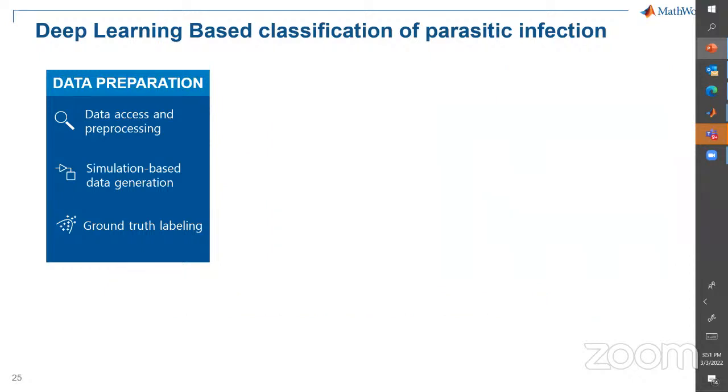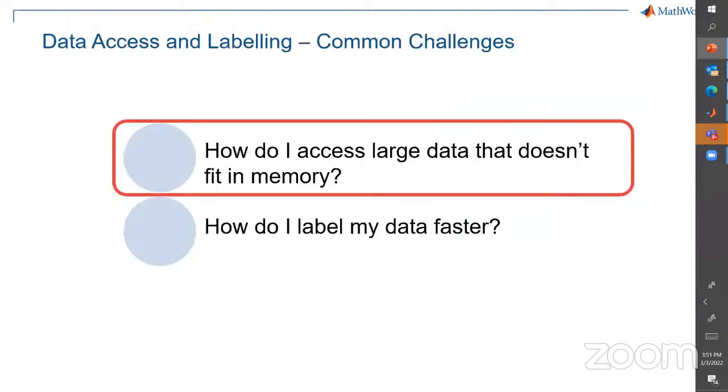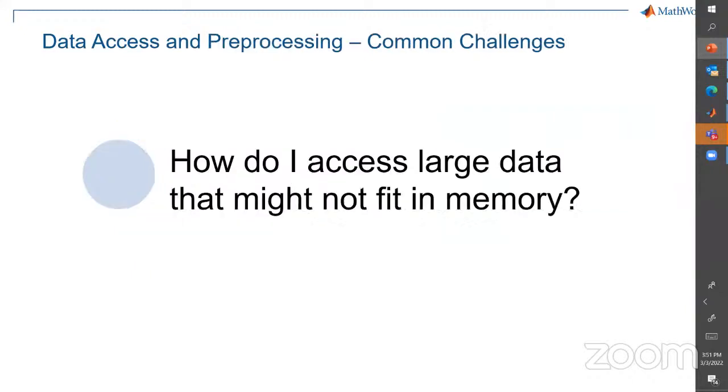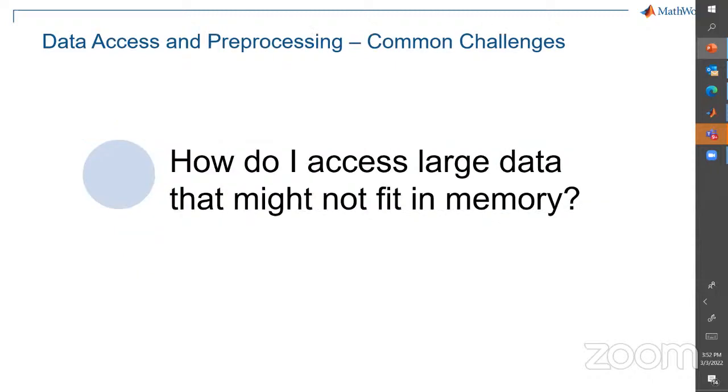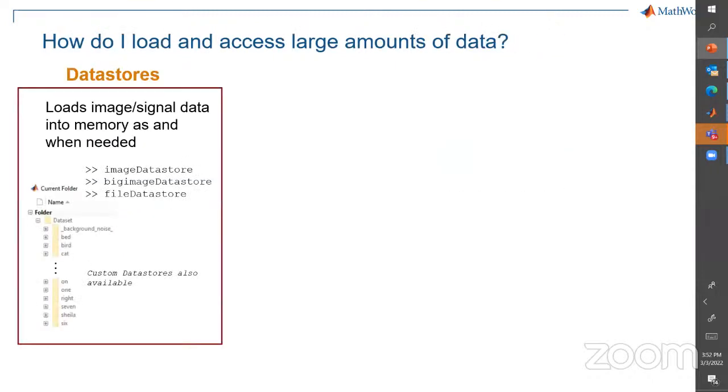Okay. Now let's go ahead to the data processing side. On the data processing side, two things are important. One is, how do I access my data? And second is, how do I label my data faster? Let's talk about how I access large data sets, which I have talked about previously also. Inside MATLAB, depending upon the kind of data you are working on, there are different kinds of data stores available.